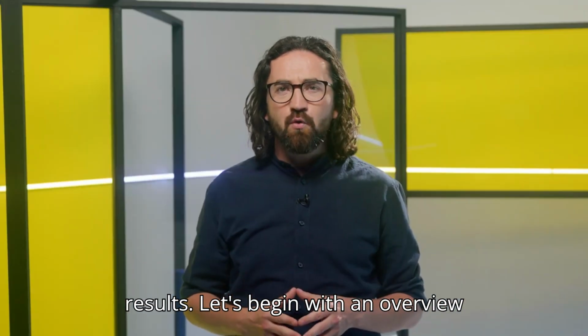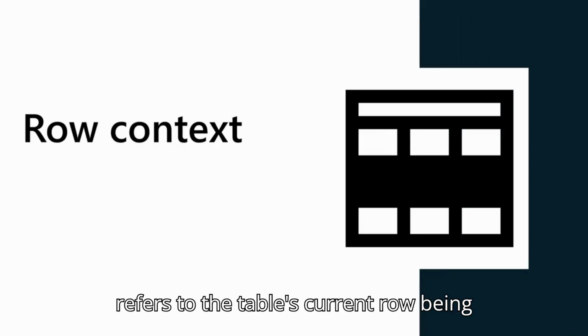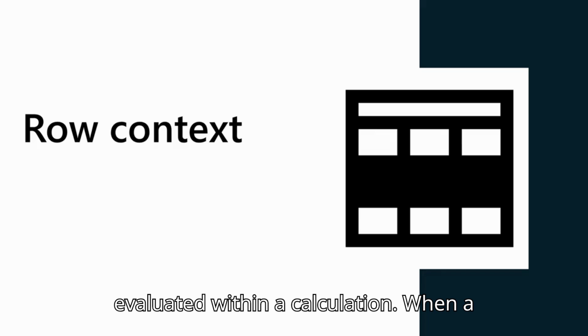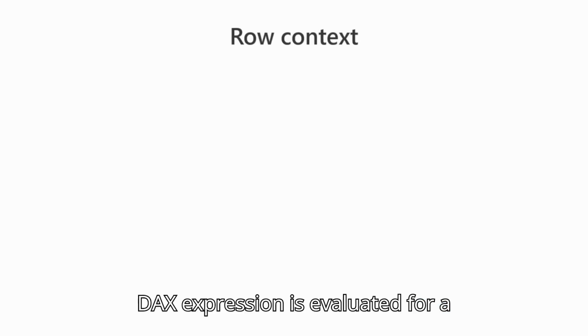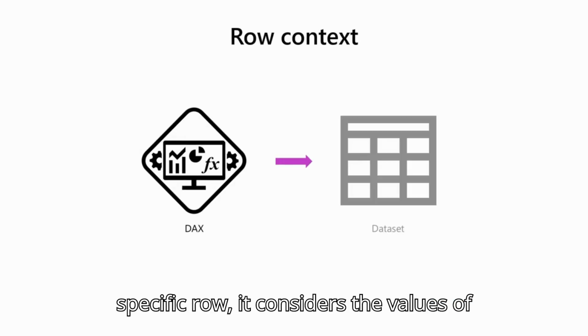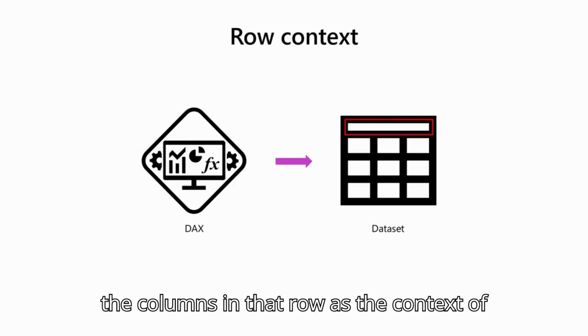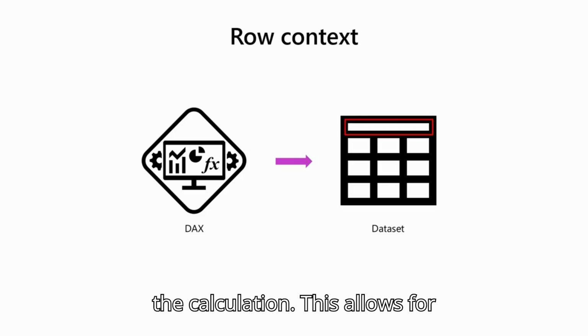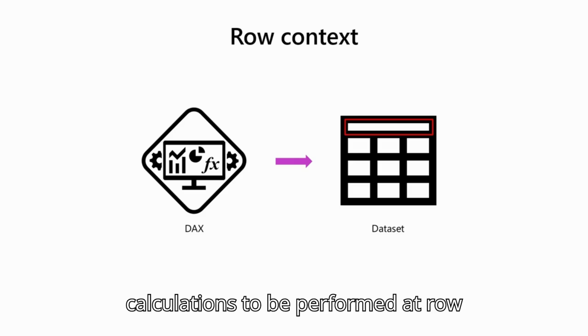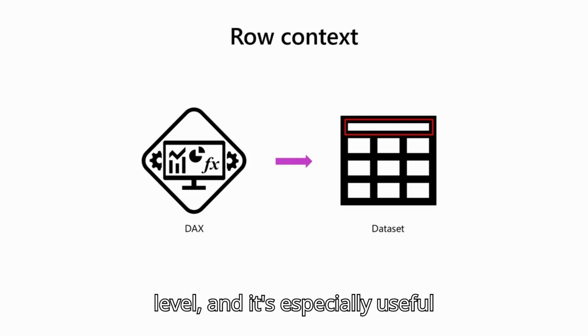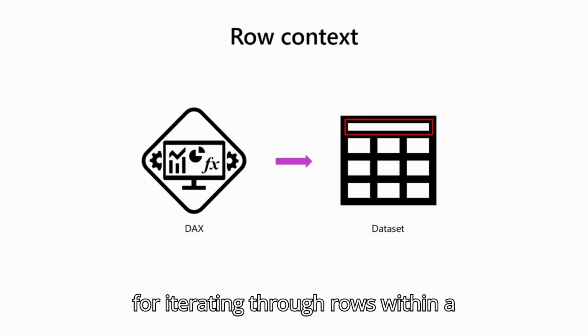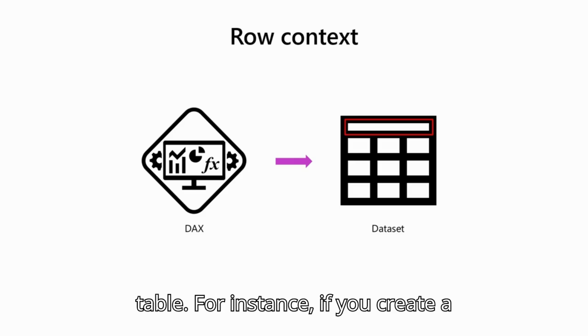Let's begin with an overview of row context. Row context refers to the table's current row being evaluated within a calculation. When a DAX expression is evaluated for a specific row, it considers the values of the columns in that row as the context of the calculation. This allows for calculations to be performed at row level, and it's especially useful for iterating through rows within a table.